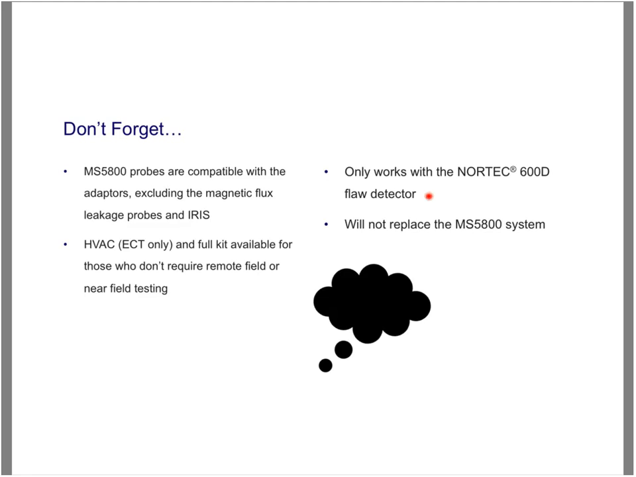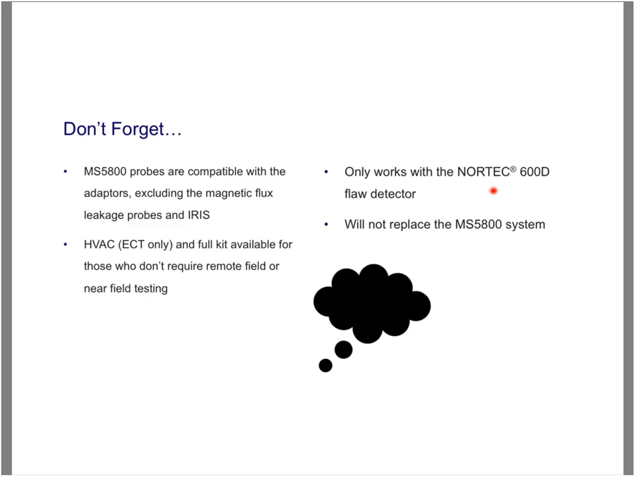It only works with a NORTEC 600D Flaw Detector. That doesn't mean if you have a NORTEC that's not a D, it won't work. We just have to upgrade it; you don't have to buy a new instrument. So there is a way to use what you already have. And last but not least, this will not replace the MS5800 system. The MS5800 is a more advanced tube testing instrument, with more features, a bit more complicated. But this NORTEC is meant to be a cost-effective way to start tube testing.